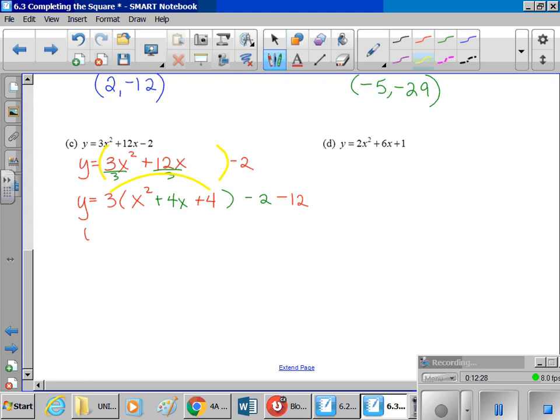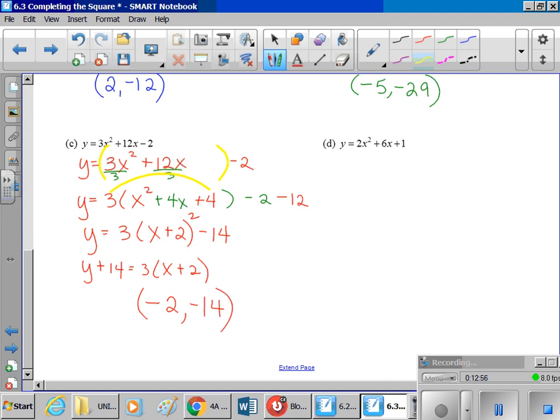So I get y is equal to 3 parentheses, x plus 2, since we took half of that 4 and squared it, squared, minus 14. So I know my vertex is going to be negative 2, negative 14.